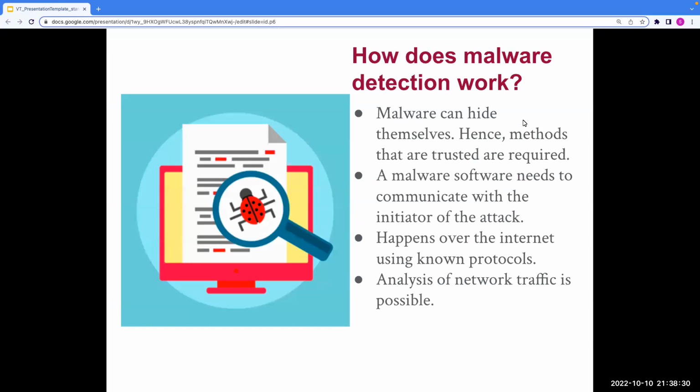How does malware detection work? Malware software can hide themselves or disable activity when they discover that an attempt is being made to detect them. This brings up the need for methods that analyze the system using trusted methods so that the malware does not detect them. A malware software needs to communicate with the initiator of the attack. Oftentimes, this communication happens over the internet using known protocols. The network traffic that is taking place over these protocols can be analyzed.